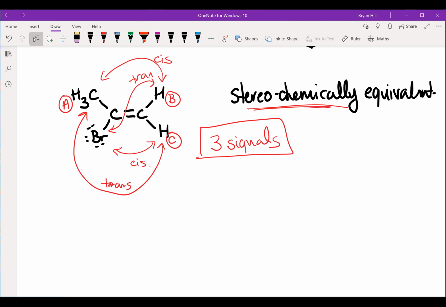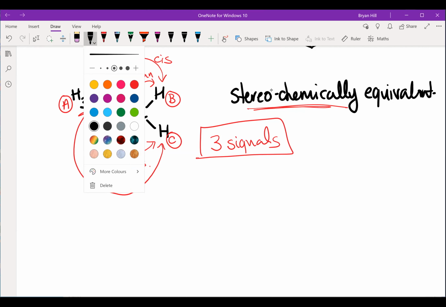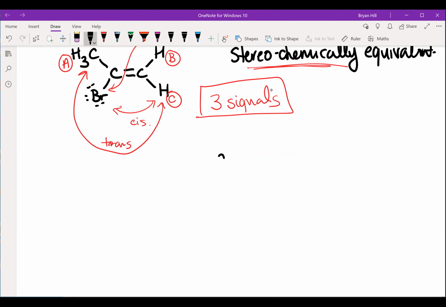Now, if we were to replace this bromine with a methyl group, then we should see two signals, right? There's a plane of symmetry right in between the carbon-carbon double bonds. So each proton is cis to a methyl group and trans to a methyl group. So you should see two signals there.